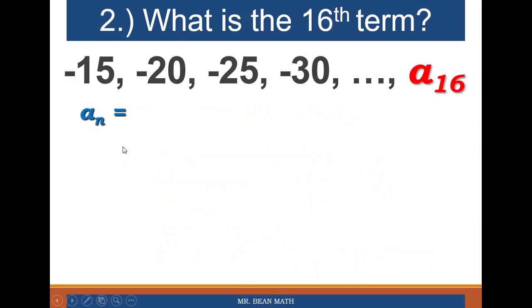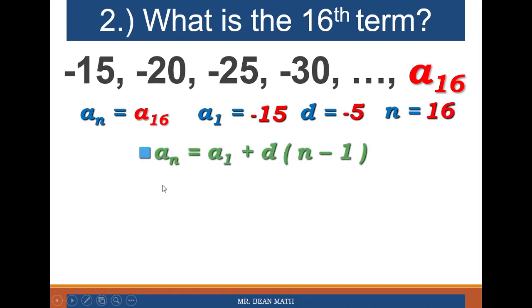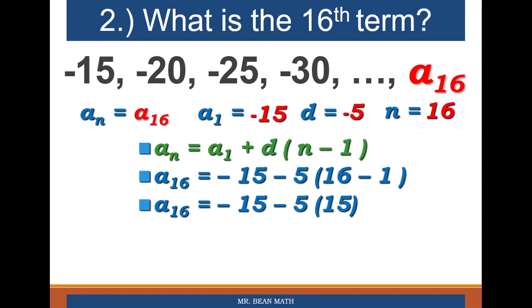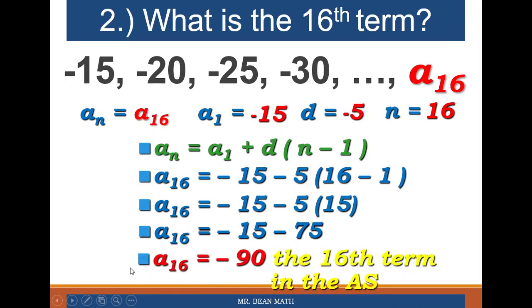What is the 16th term? So, negative 15, negative 20, negative 25, negative 30, and so on, where a sub n equals a sub 16, a sub 1 equals negative 15, d equals negative 5, and n equals 16. Using the formula, a sub 16 equals negative 15 minus 5 times quantity 16 minus 1. A sub 16 equals negative 15 minus 5 times 15. A sub 16 equals negative 15 minus 75, and therefore a sub 16 equals negative 90, the 16th term in the AS.